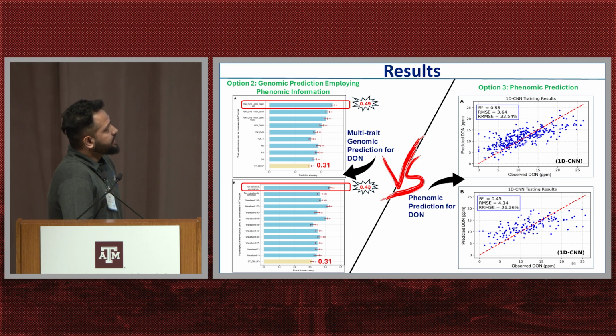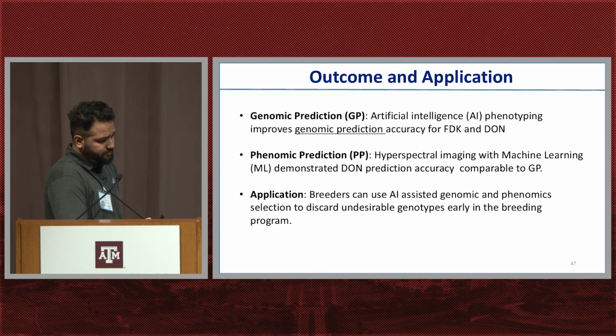And over here we did the phenomic prediction using a 1D CNN model, and we got a prediction accuracy of 0.45, which is kind of comparable to that of the multi-trait genomic prediction model. It shows that there is some potential for a phenomic prediction model to estimate DON content in the sample.